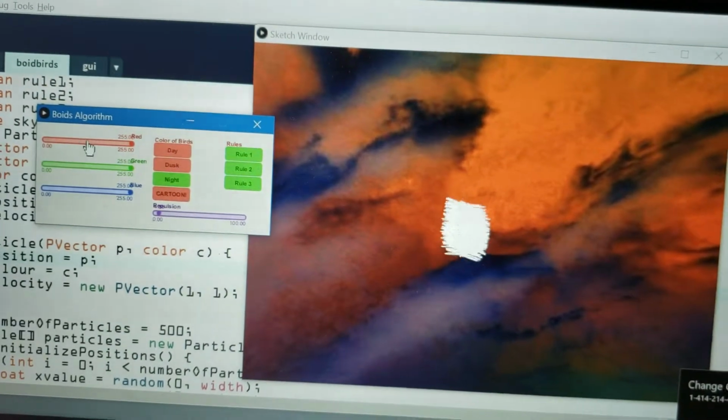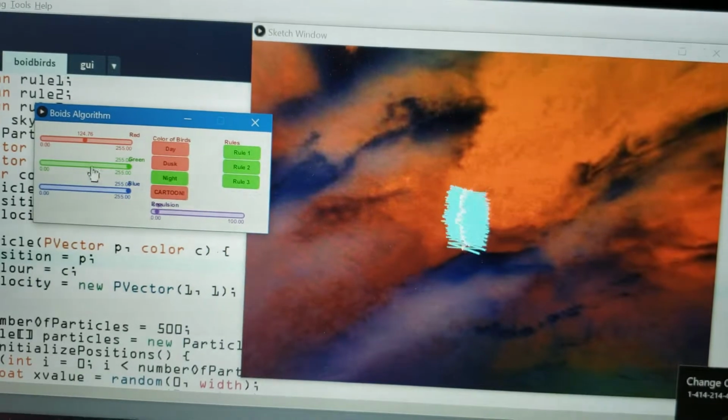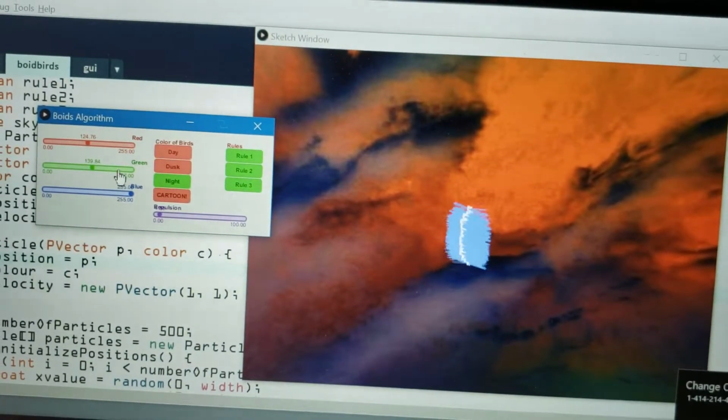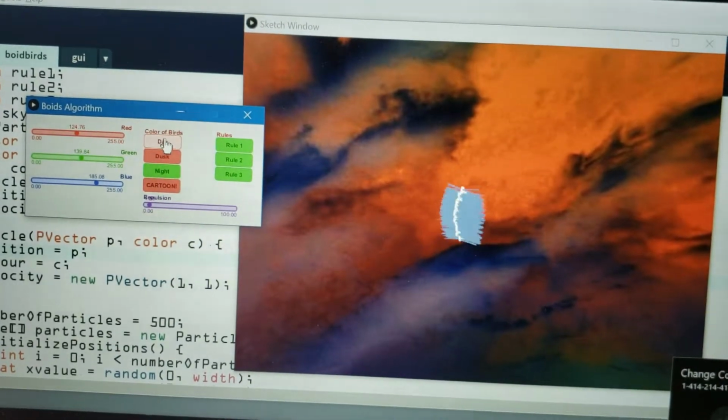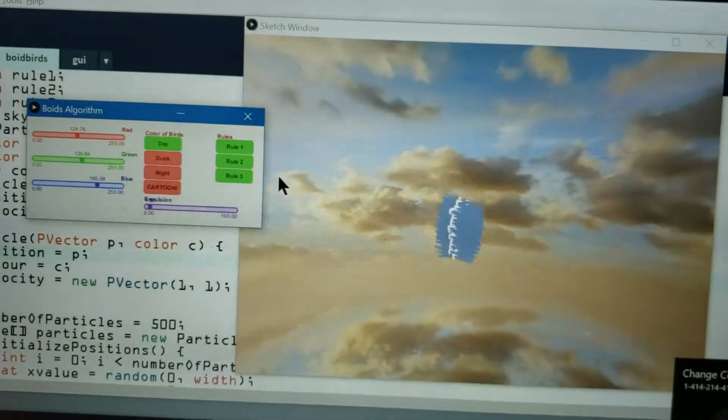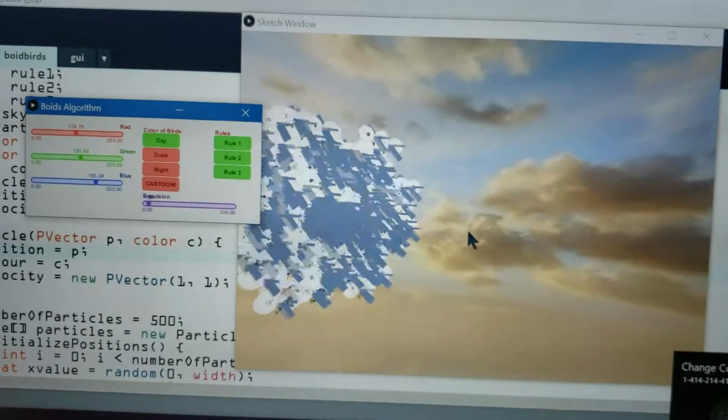You can also change the colors. So you have, through the RGB spectrum, this is the additive color scheme. In addition, you can change the music and the scenery.